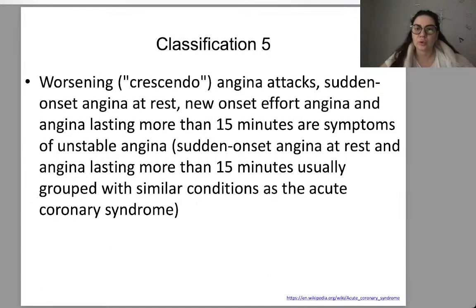Worsening, or what we name crescendo, angina attacks, sudden onset angina at rest, new onset effort angina, and angina lasting more than 15 minutes are symptoms of unstable angina. It is the acute form. Stable is the chronic form. Unstable is the acute form. Unstable angina, sudden onset angina at rest and angina lasting more than 15 minutes, is usually grouped with similar conditions as the acute coronary syndrome.